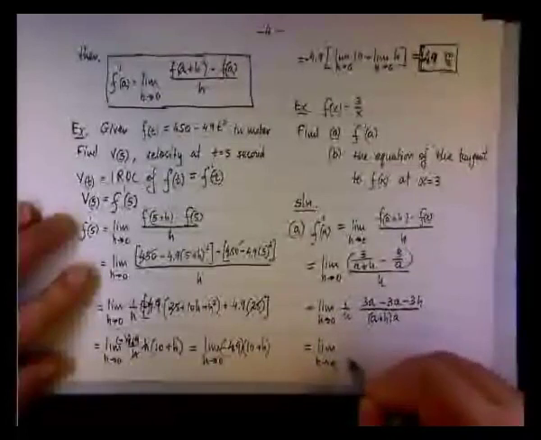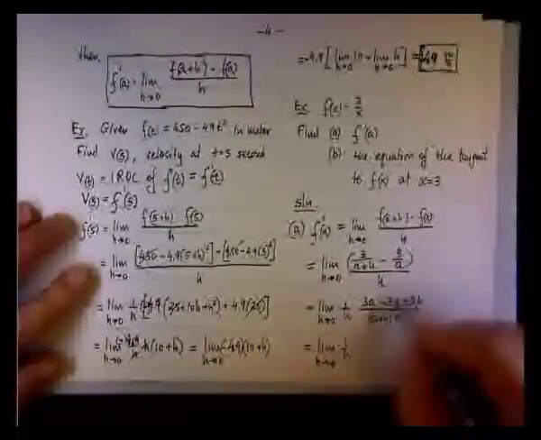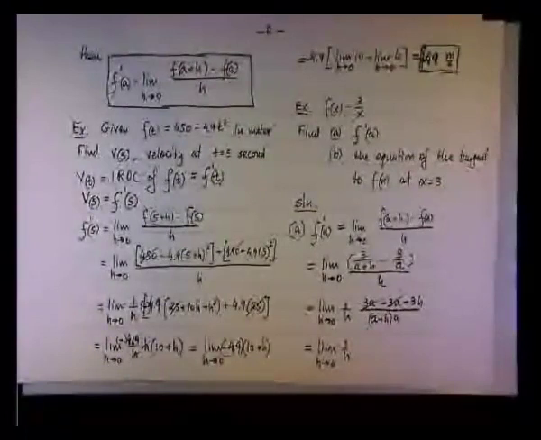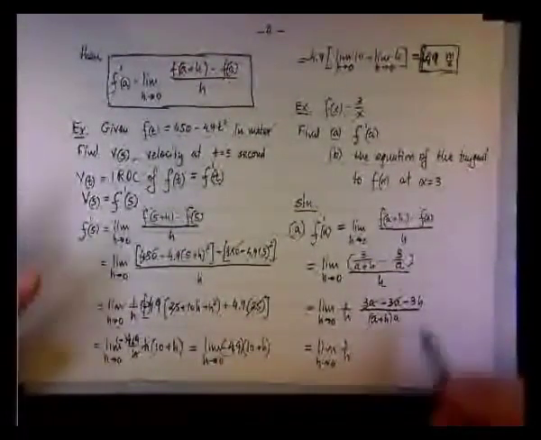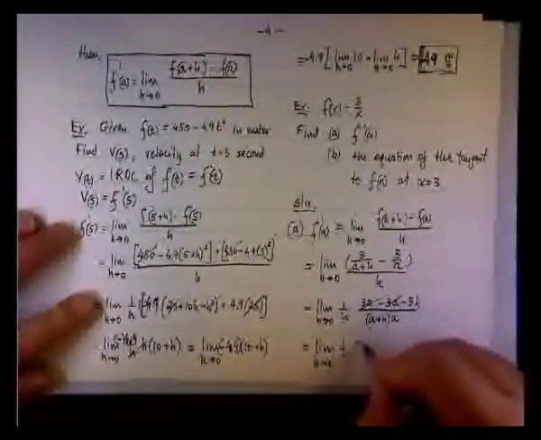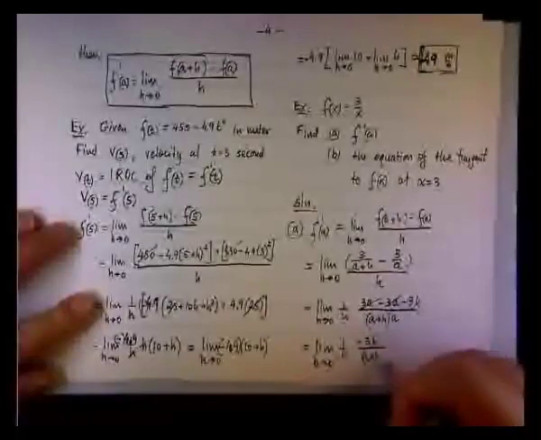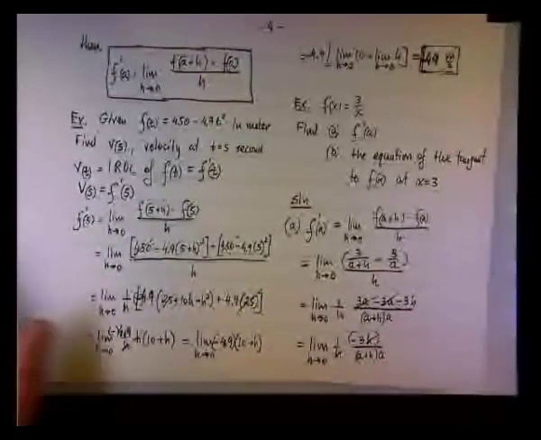And you can see what happened. 3a minus 3a cancel out. And what's left is negative 3h divided by a plus h times a, like so. h and h are being reduced, so let's move to the next page.